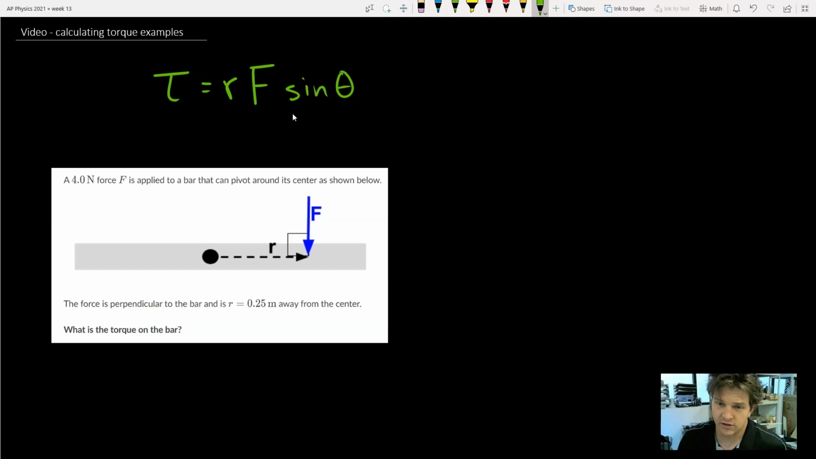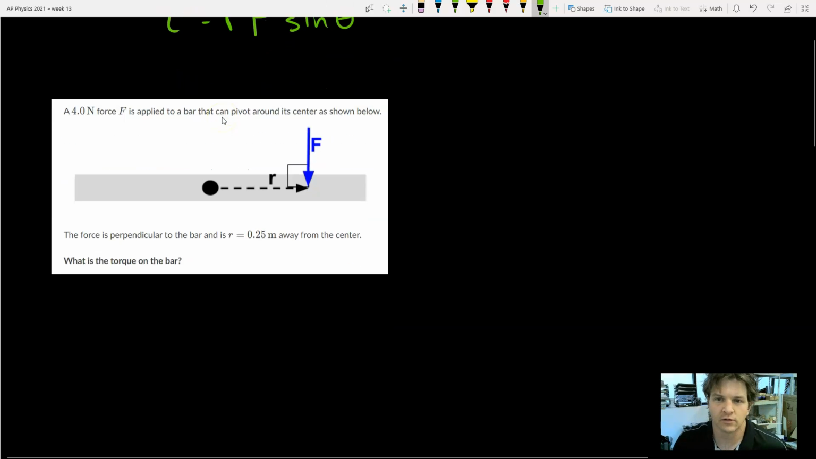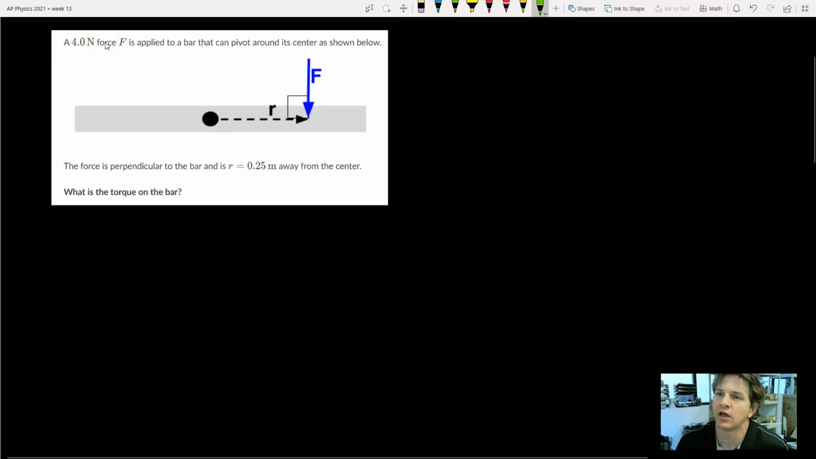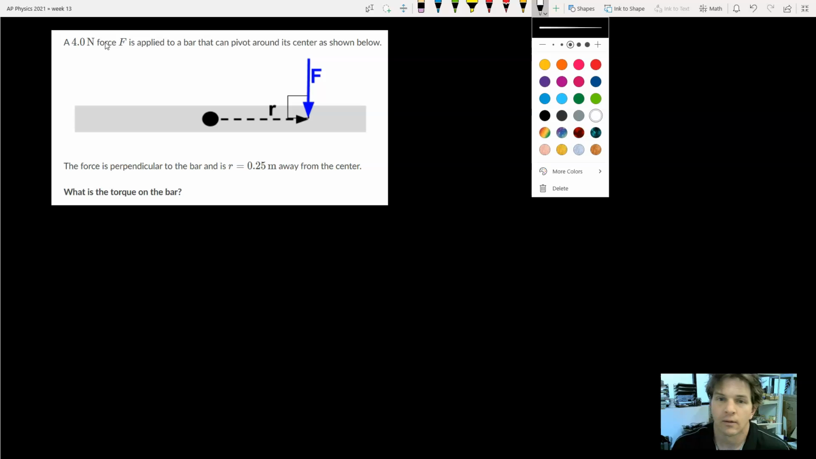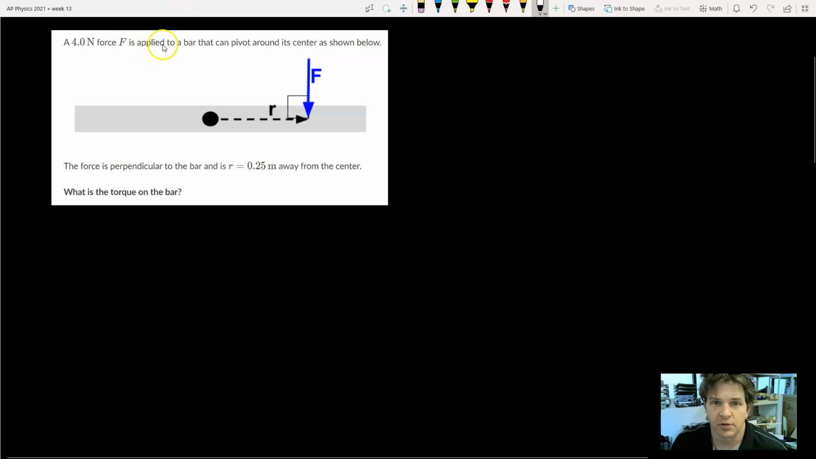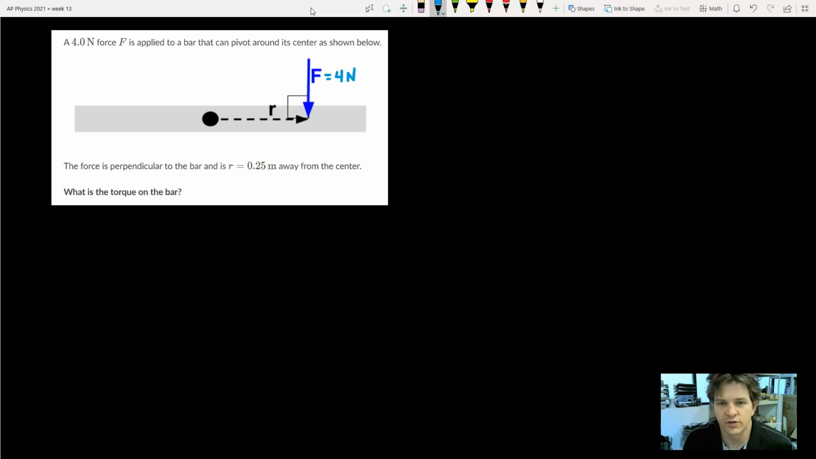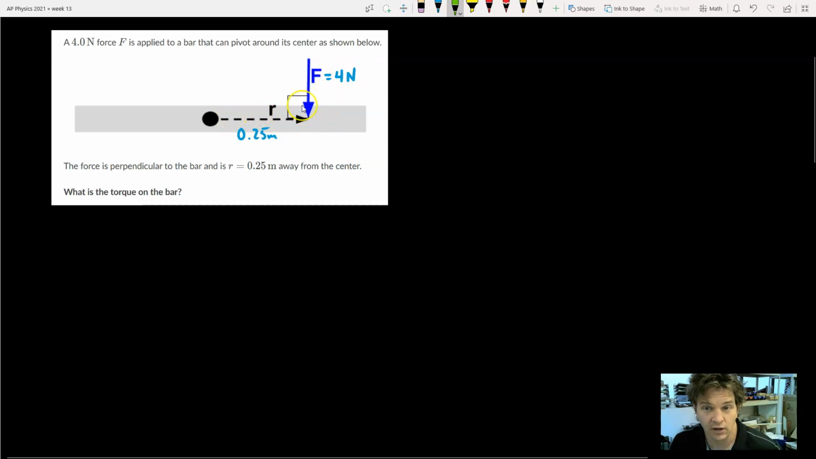So let's go ahead and see how this actually helps us solve some of these. In our first problem, we have a 4 Newton force, and force F is applied to a bar that can pivot around its center as shown below. The force is perpendicular to the bar and it's 0.25 meters away. That's what R is. And by the way, the angle right there, remember, is the angle between this force and this radius, so that's a 90-degree angle.